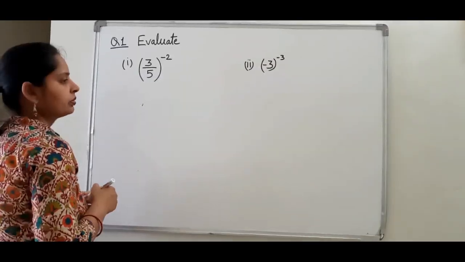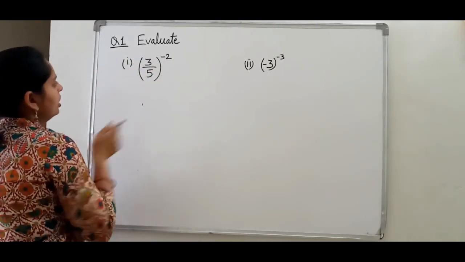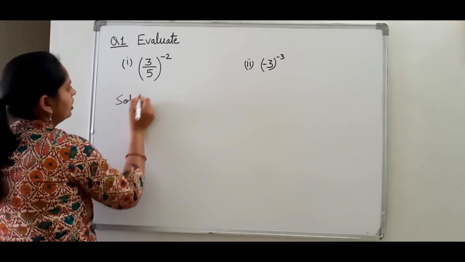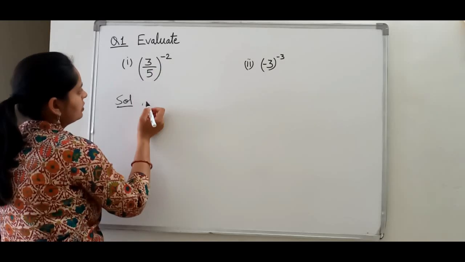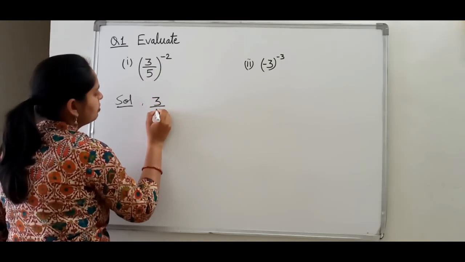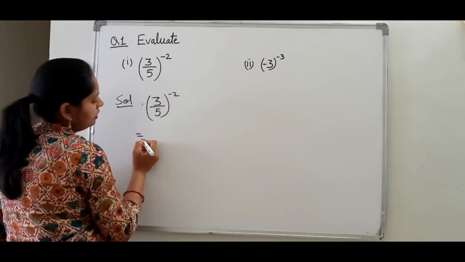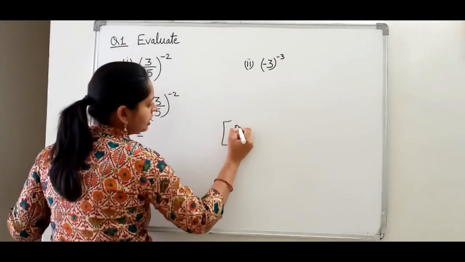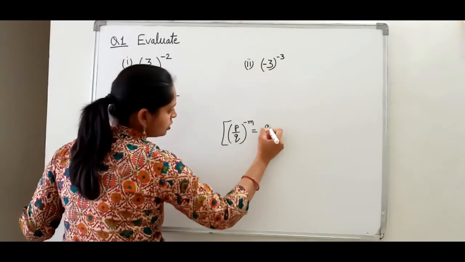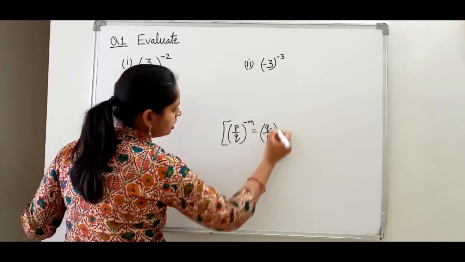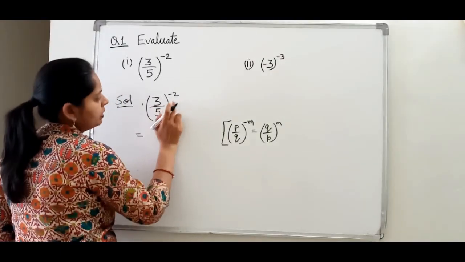Okay. Now, the first question is evaluate. It means we have to find a value for this. First part is (3 upon 5) whole to the power minus 2. The power is negative. So what is our first work? We have to make the power positive. And how will you make the power positive? Because we have studied (P upon Q) to the power minus M is equal to how much? (Q upon P) to the power M.